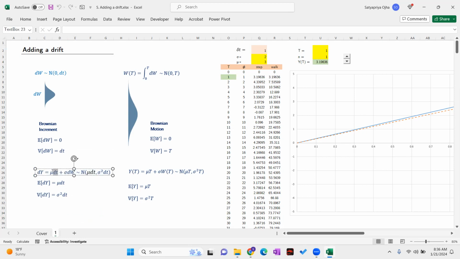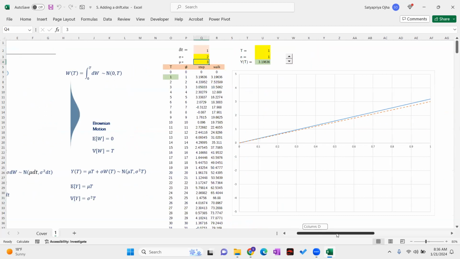Now, this will bring some drift to the process. This will take the process further from zero, either on the positive side or on the negative side, depending on whether mu is positive or negative. Now my mean is not zero anymore, right? The mean of the step is mu dt, variance remains the same. And look at the walk. If this is the rate at which the drift will accumulate over a time capital T, this will become mu times capital T. That's the mean of the final process. The variance is sigma squared T. So here I have taken another parameter, mu, to control the drift of the process.